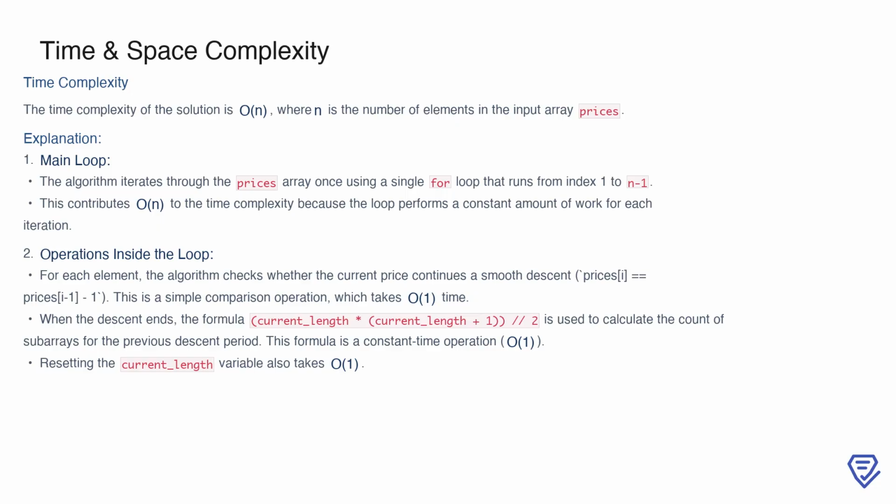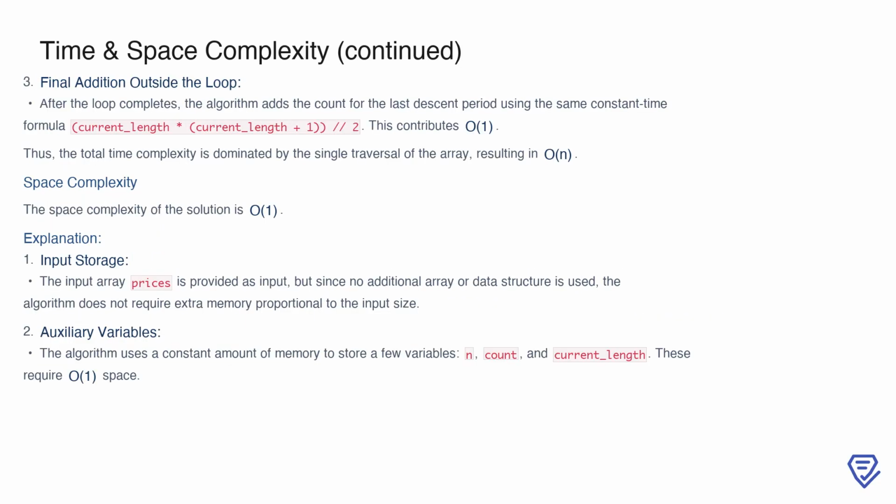These operations inside the loop do not depend on the size of the input, so they do not increase the time complexity beyond O(n). After the main loop finishes, the algorithm performs a final addition to account for the last smooth descent period. This uses the same constant time formula, current_length * (current_length + 1) / 2, which also contributes O(1) to the time complexity. Since the total work is dominated by the single traversal of the array, the overall time complexity remains O(n).